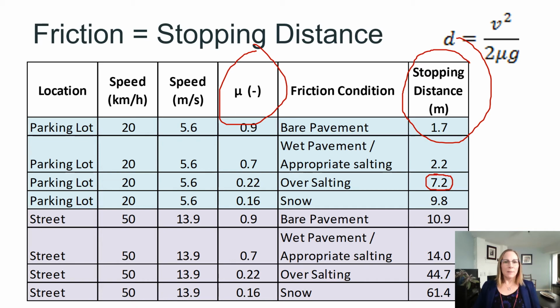And looking at street speeds at 50 kilometers an hour, you can see here that the oversalted surface at 44.7 is about 20 meters less than that of a snow-covered surface, but it's 30 meters more than that of an appropriately salted surface. So this demonstrates the importance of applying the right amount.